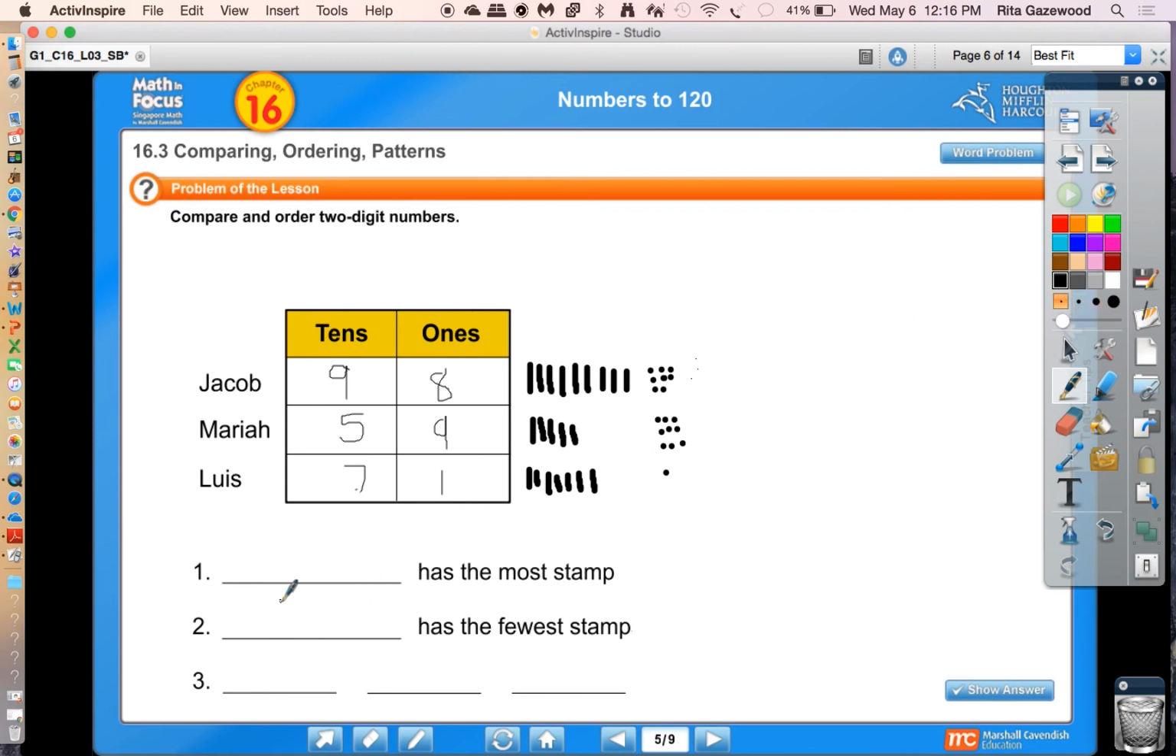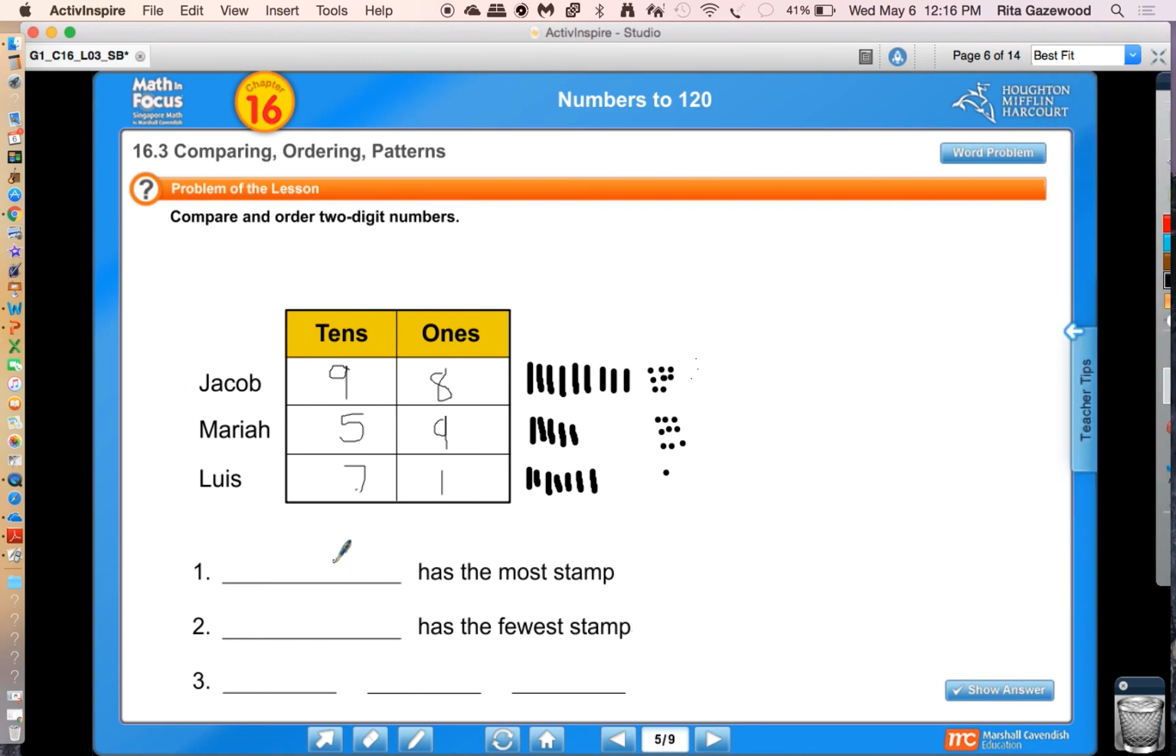So now we're going to answer the question, who has the most stamps? Jacob, Mariah, or Louise? When looking at them, I always look at the tens first. Who clearly has the most tens? That's right, Jacob has the most tens. So Jacob has the most stamps.